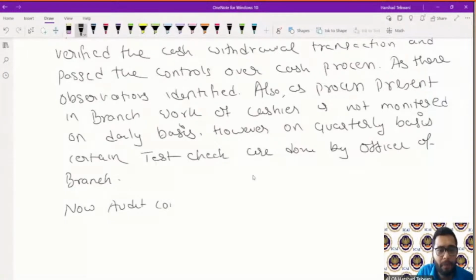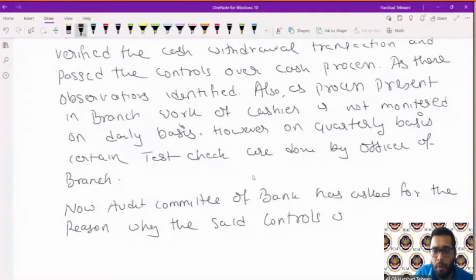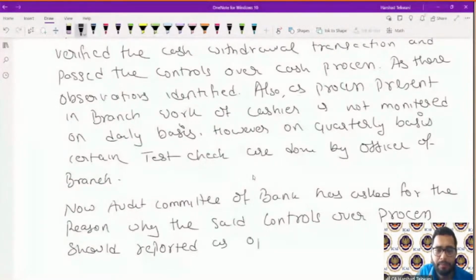Now the audit committee of the bank has asked you the reason why the said control, that is, the control over the cash process, should be reported as operating.